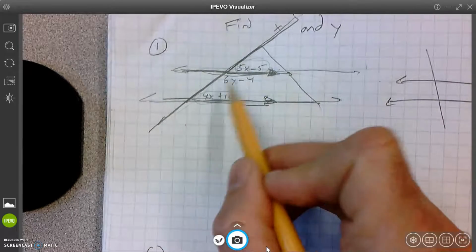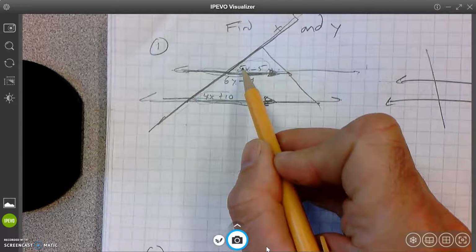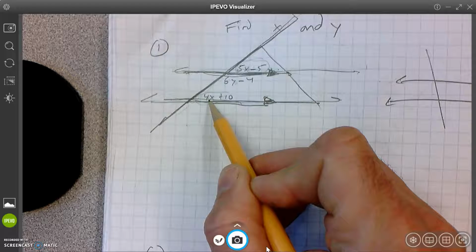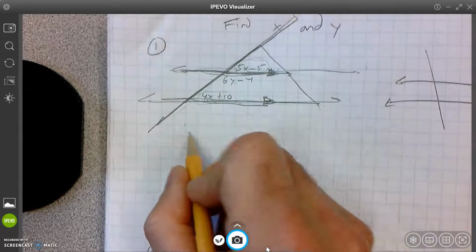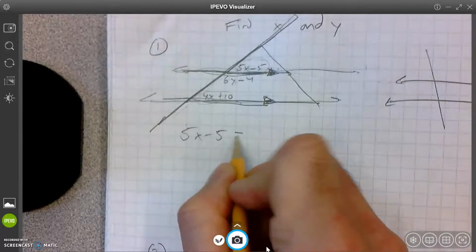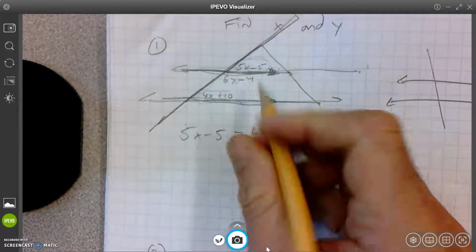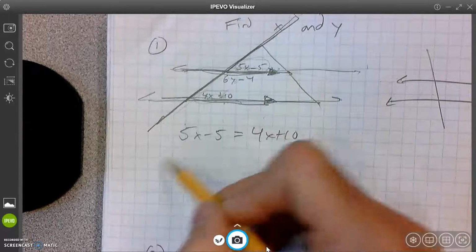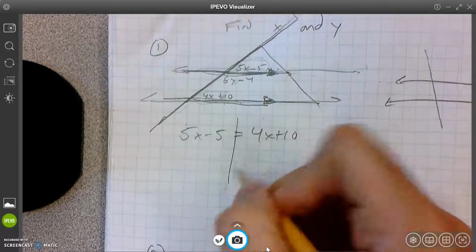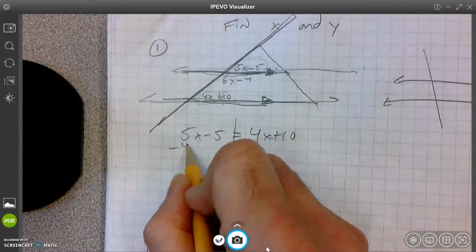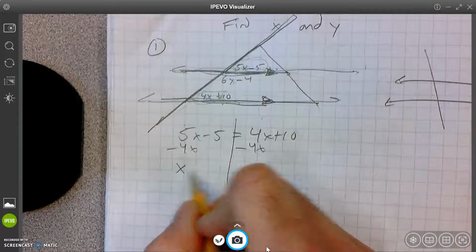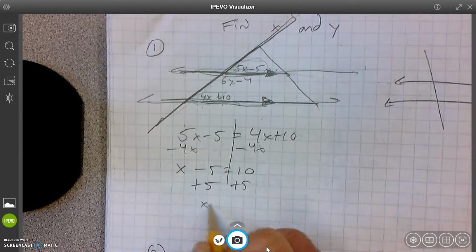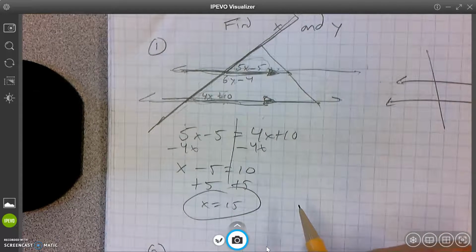So what is the relationship between these two angles? Oh, it's corresponding. Same side. You're skipping this angle with the y and you're going here. So it's this and this. So it's 5x minus 5 equals 4x plus 10 because they're corresponding, and corresponding angles are congruent when you have parallel lines cut by a transversal. Now let's solve. Subtract the lesser x. 1x is just x. x minus 5 is 10. Add 5. x equals 15. There you go.